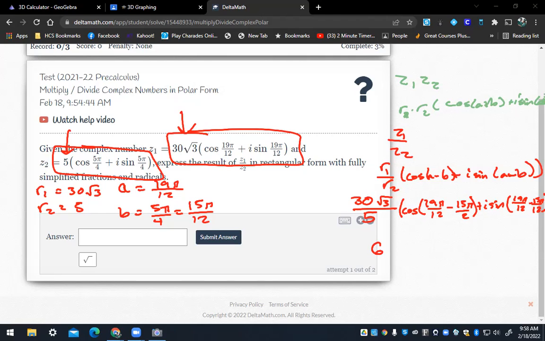So now what we're going to do is put it all together. So we get 6 root 3. 30 divided by 5 is 6. And then 19 pi over 12 minus 15 pi over 12 gives me 4 pi over 12. Does this thing reduce? Yes, it does, to pi over 3. So I've got cosine pi over 3 plus I sine pi over 3. And this is it.